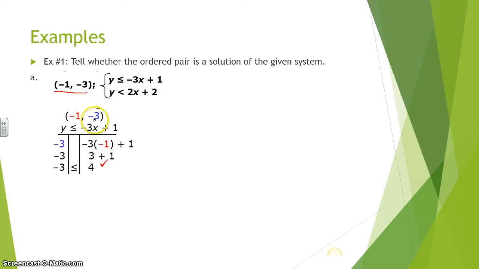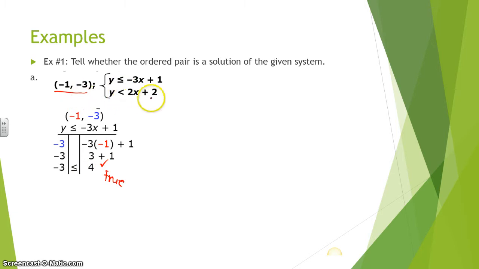Using y is less than or equal to -3x plus 1, we substitute -1 for x and -3 for y. Using order of operations, -3 times -1 is +3, plus 1, which equals 4. Is it true that -3 is less than or equal to 4? Yes, this is true, because -3 is less than or equal to 4.